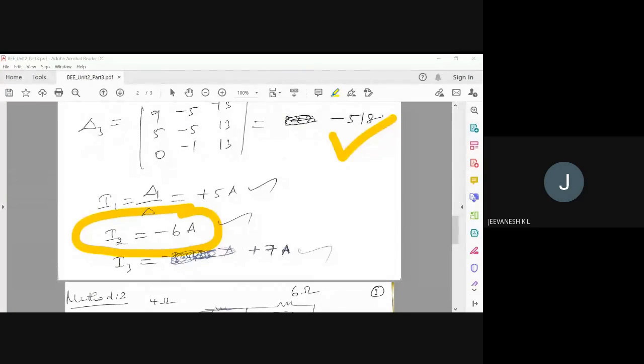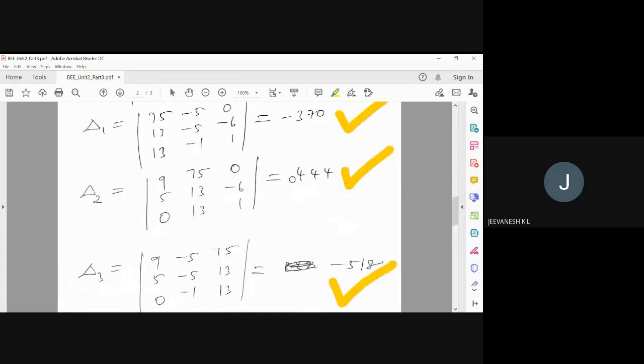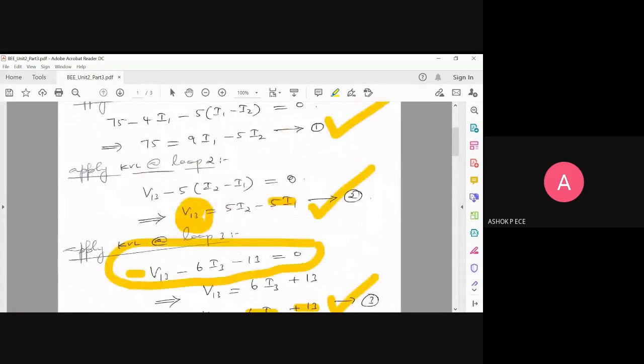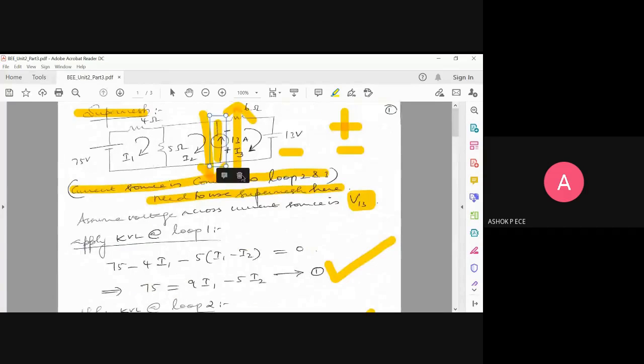Sir, can you explain the second loop, sir? Which one? The second loop, sir. The second equation? Yes, sir. Since the second loop is going to have a current source which is common to both the second loop and third loop, I cannot get a single equation for loop 2. I'll be getting two equations for loop 2 and loop 3, and I have to eliminate the current source.